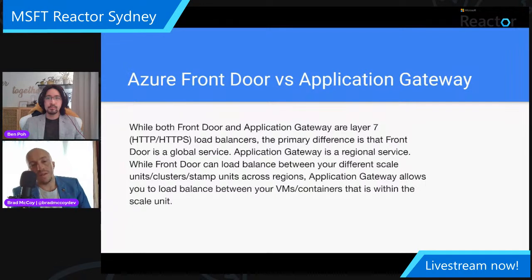And the difference between Front Door and Application Gateway. Really, Front Door is a global service. Application Gateway is a regional service, whereas if you want to go multi-region, it's good to have Front Door. You can have both of them as well, so you can have a Front Door talking to Application Gateway. But the real difference is that Front Door is global, and it must be in the same subscription as the services that you want to talk to, unless you're talking to IPs, etc.